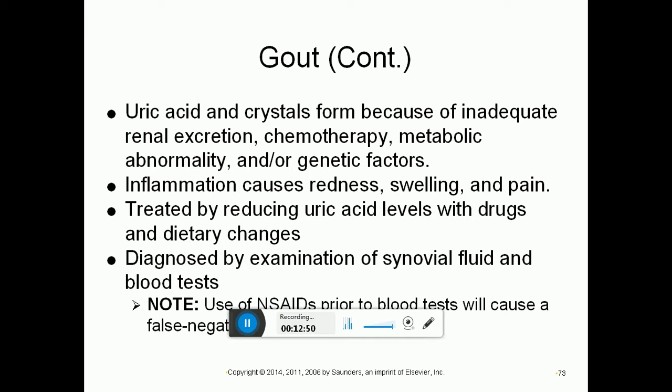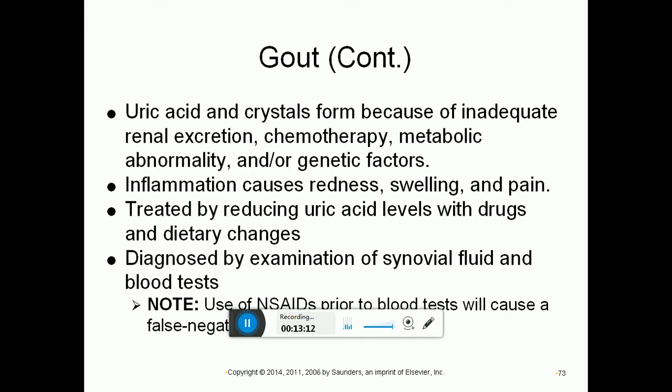Gout is caused by increased uric acid crystals in the blood. The source of uric acid could be either breakdown of protein or breakdown of DNA. So if somebody eats a lot of protein, that could increase uric acid in their blood.